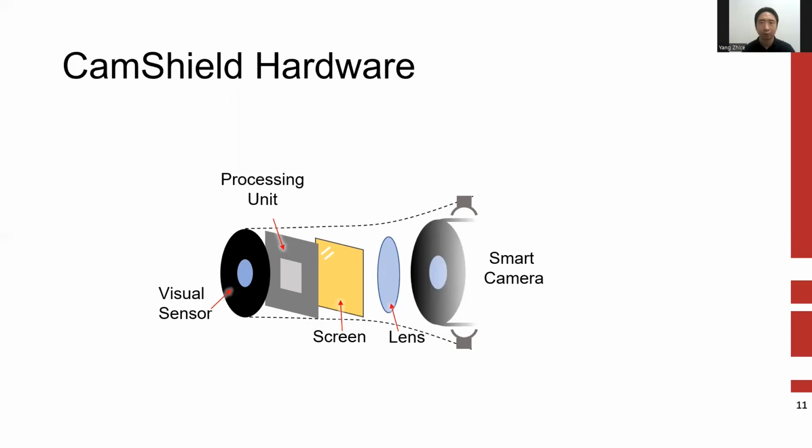CamShield is a hardware-software co-designed system. Here is the hardware architecture of the CamShield device. The rightmost camera is the smart camera to be secured. We use the lens to focus the smart camera to the screen. The screen is used as an output interface to convey information from the CamShield device to the smart camera. The processing unit manages the screen and the visual sensor.